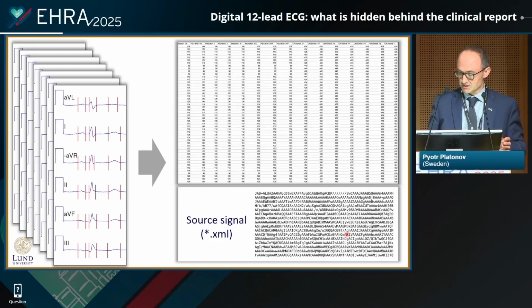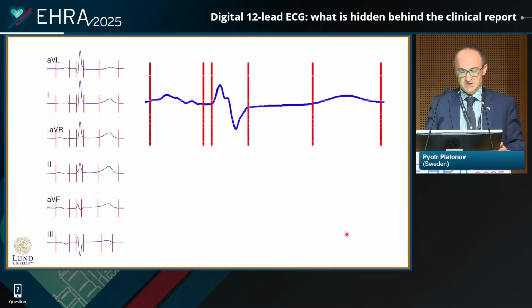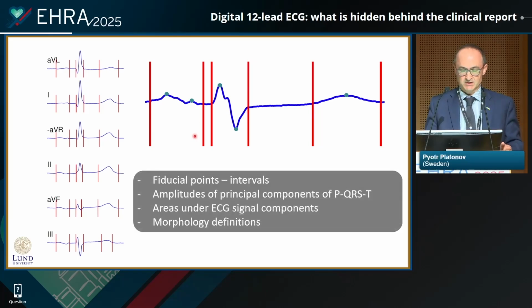So this is what it looks like. When ECG is processed automatically, it identifies the key components of the ECG signal, identifies the tops, identifies the beginnings and the ends, and measures a number of things. It measures the intervals, it measures the amplitudes of all components of the ECG signals, positive or negative. It measures areas under the curve and defines morphology as positive, negative, biphasic, P prime, R prime, and all that stuff. All that is in there, even if we don't get it in the report that is requested by the healthcare system.